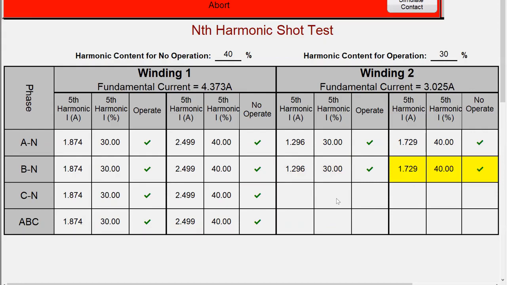So in the second harmonic test, we were going from a no operate region to the operate region. We were kind of ramping. If you observe here, we are not ramping, but we are injecting the current straight away such that it falls in that percentage zone of 40 or 30%.